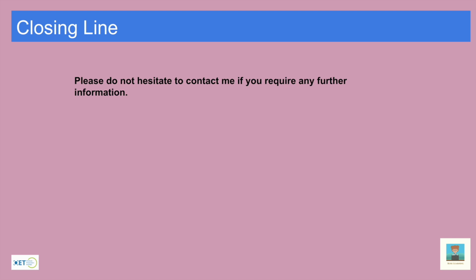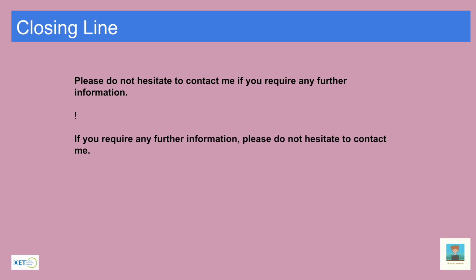And then some for your bank here for closing lines. Please do not hesitate to contact me if you require any further information. Or if you require any further information, please do not hesitate to contact me. Or if you have any queries, please contact me. Try and memorize these ones. I'm always reluctant to tell you to memorize things, but I think for the opening and the closing, that's absolutely fine. And then think about the organisation.